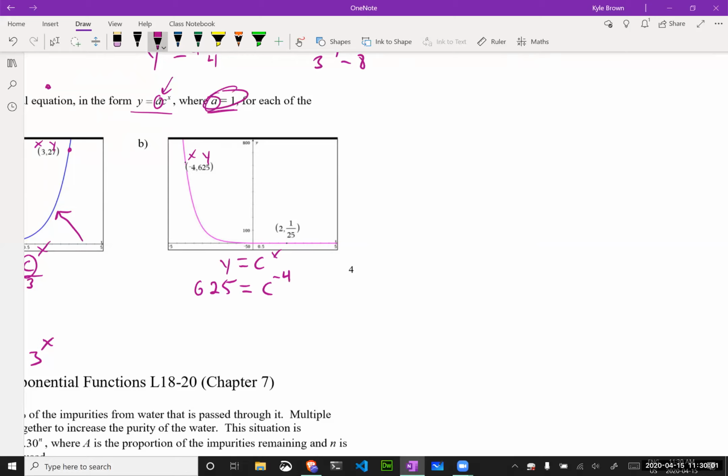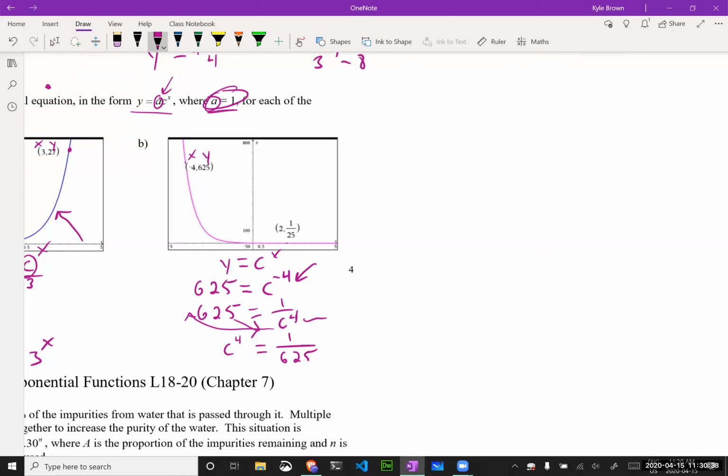So in that case, let's clean this up a little bit. I'm going to rewrite this as what c to a negative power actually looks like. Let's rewrite this as 625 is equal to 1 over c to the 4. Okay. Now I'm going to get that one out of the denominator. I'm going to move that up there and I'm going to move 625 down there. So we get c to the 4 is equal to 1 over 625.